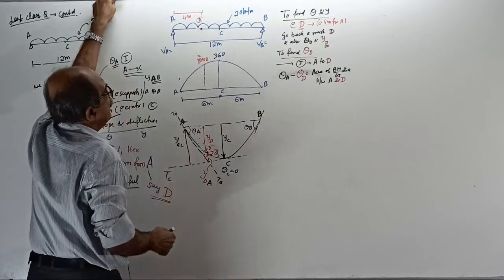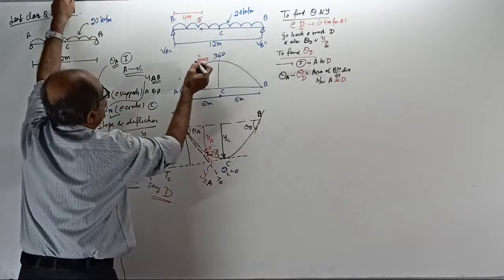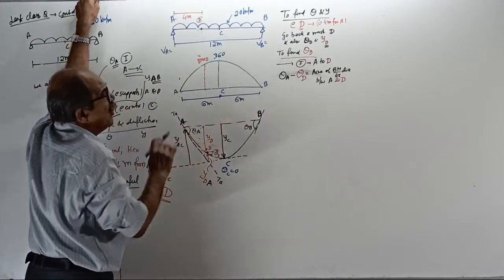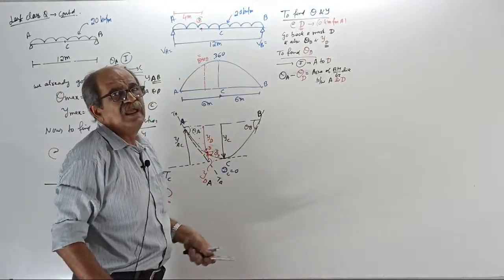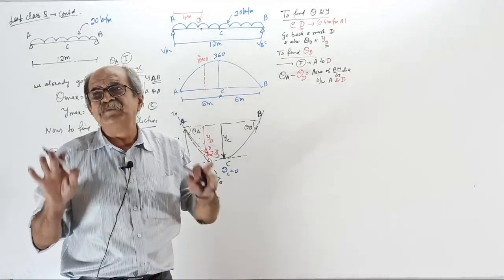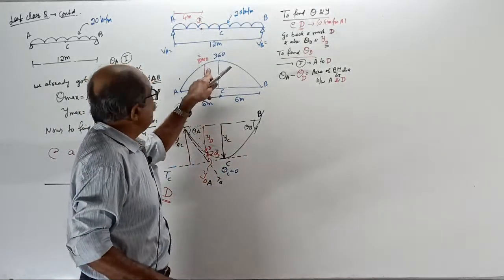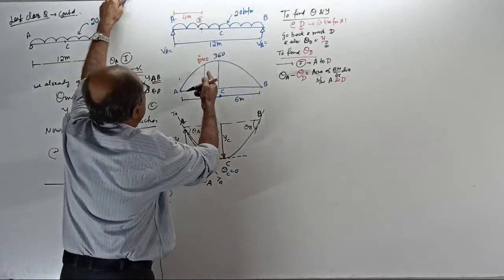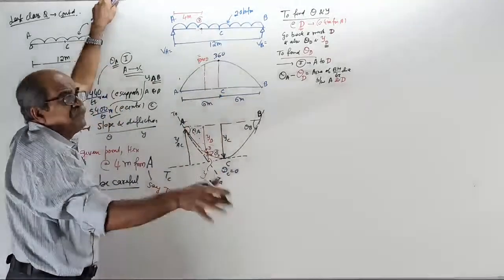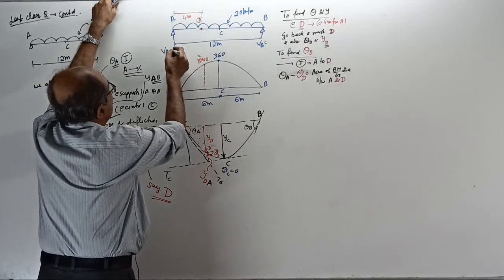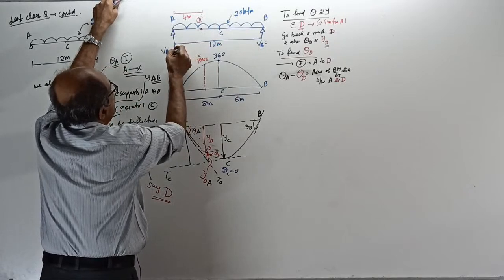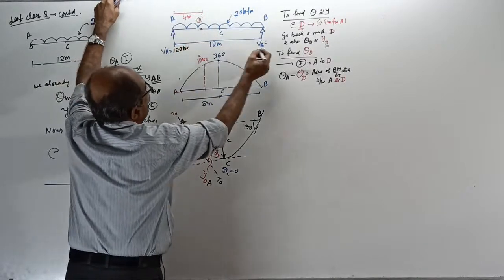Anybody can tell me bending moment at D? If you want BM at D, you require reaction. You should make a note. You got this BM directly as WL square by 8, but for the BM at D you require reaction. Reaction is 20 into 12 divided by 2. Each reaction is 120 kN.